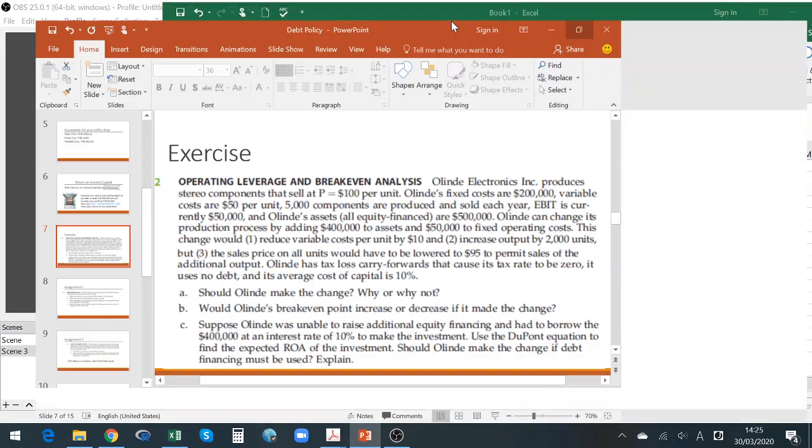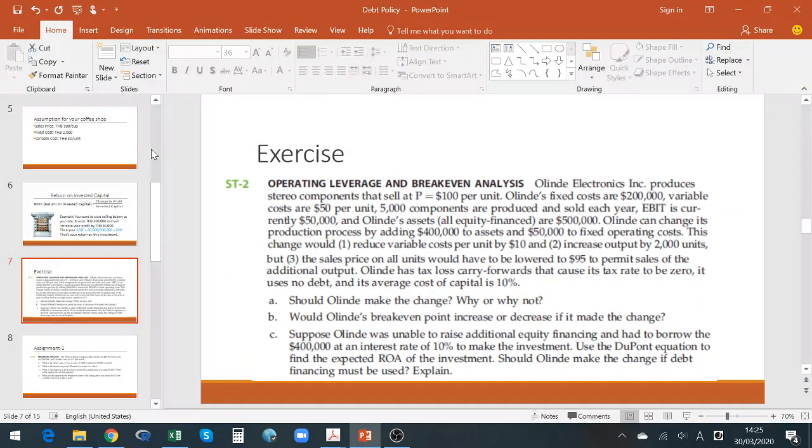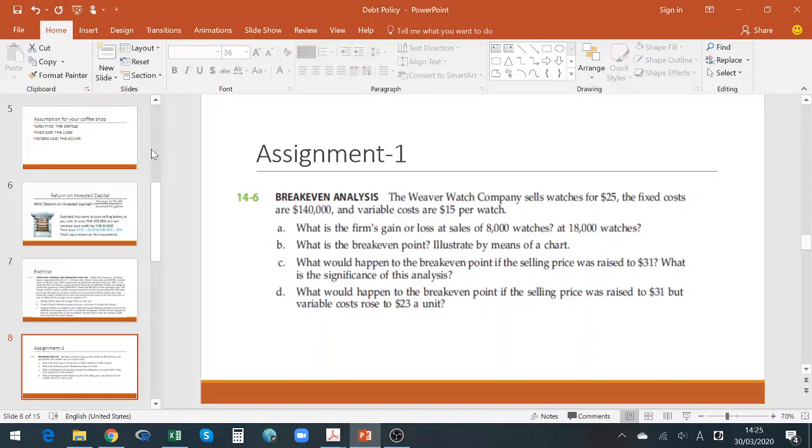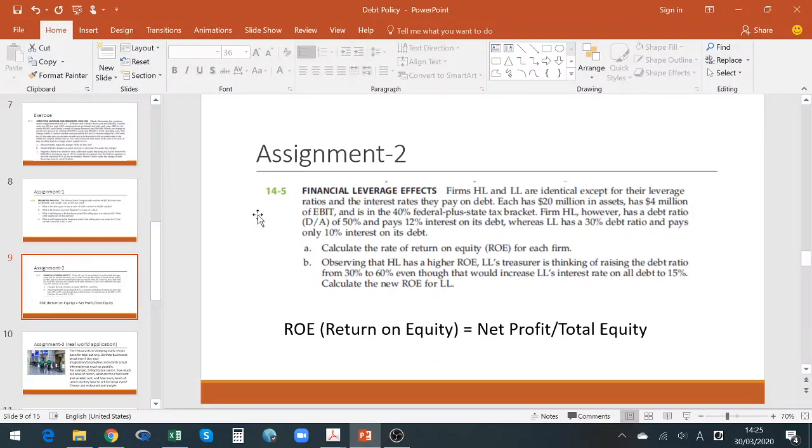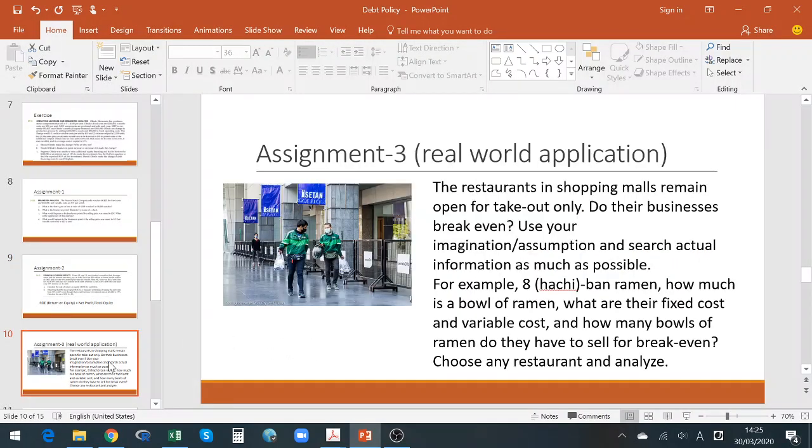Okay, so now it's your turn. I have 3 assignments. First one is do the break-even analysis. Assignment 2, leverage effects, return on investment. It says in this equation, return on equity. It's almost the same thing. It's just net profit divided by equity instead of invested capital. So use ROE, return on equity. And the last one is break even.